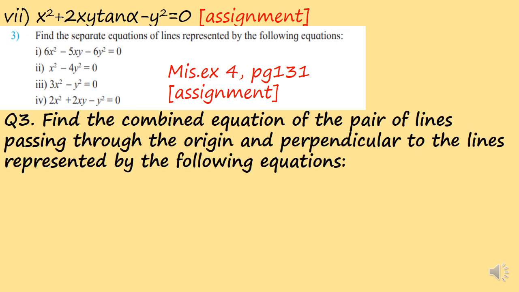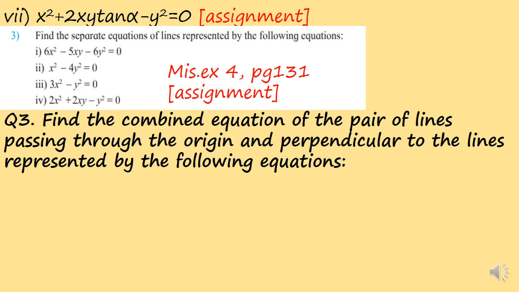We go on to question number 3 of your exercise. That is, find the combined equation of the pair of lines passing through the origin and perpendicular to the lines represented by the following equations. Understand the question properly. They have given us the combined equation of a pair of lines which are perpendicular to the required lines. We are supposed to find the equation of the required lines, and the lines pass through the origin.